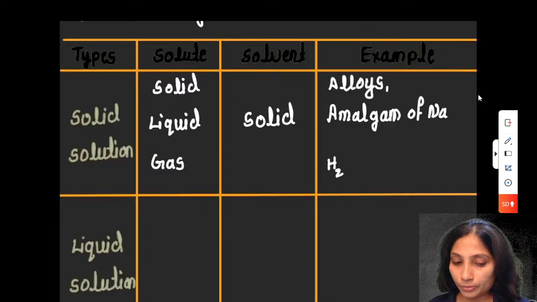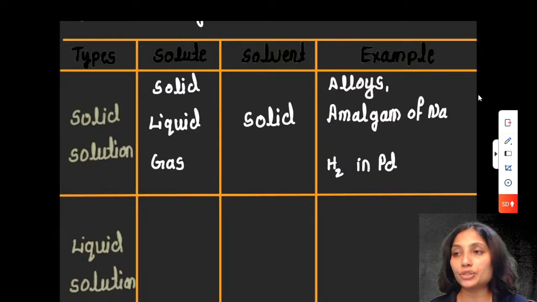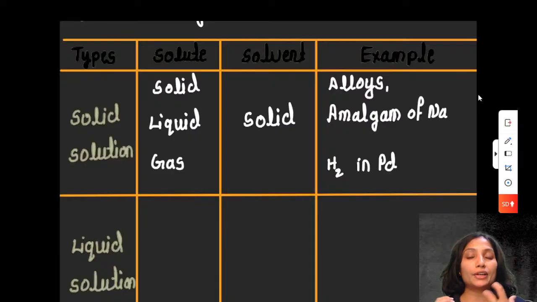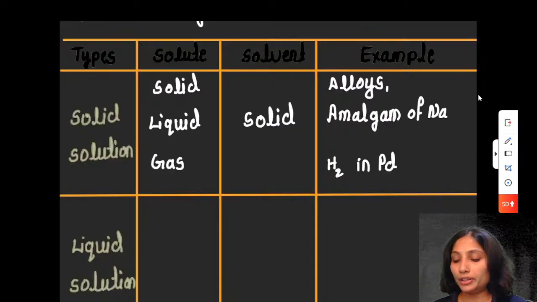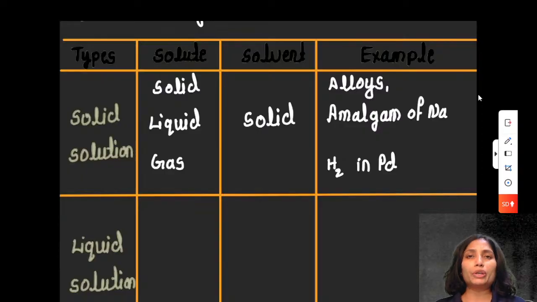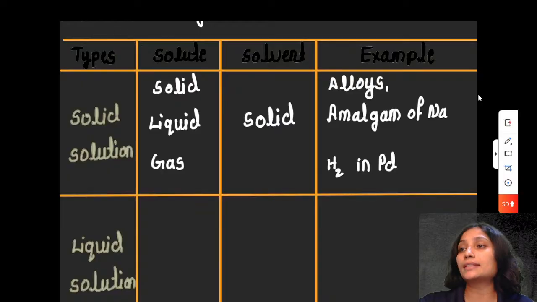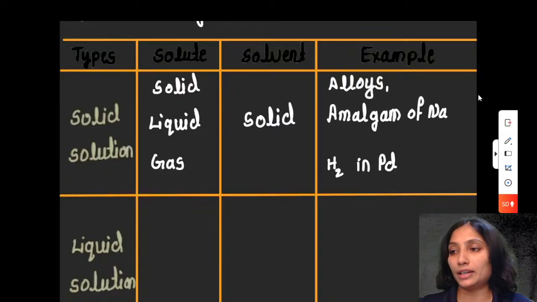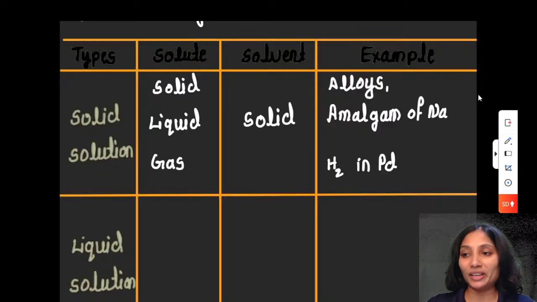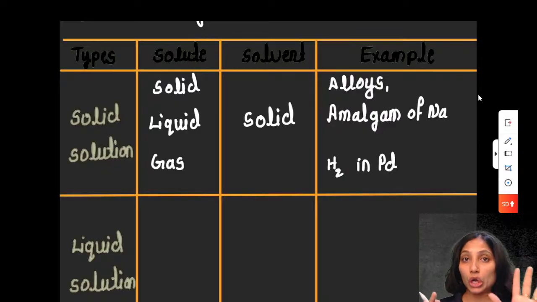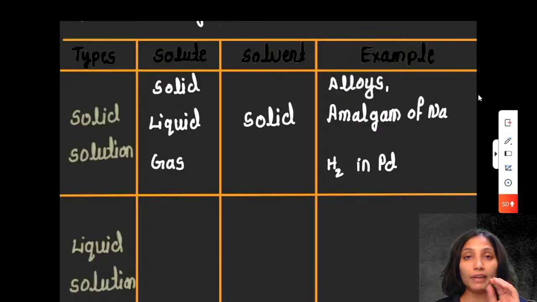H2 in palladium, or you can write H2 in platinum, or you can take H2 in the presence of nickel. All these examples you can give, or you can consider some dissolved gases in minerals also. Minerals contain dissolved gases. Those things also you can consider as example for gas in solids. Okay, I hope this one is clear now. Solid solution. In solid solution, solvent will be present in which state? Solid state only, and solute can be present in solid state, liquid state or in gaseous state.